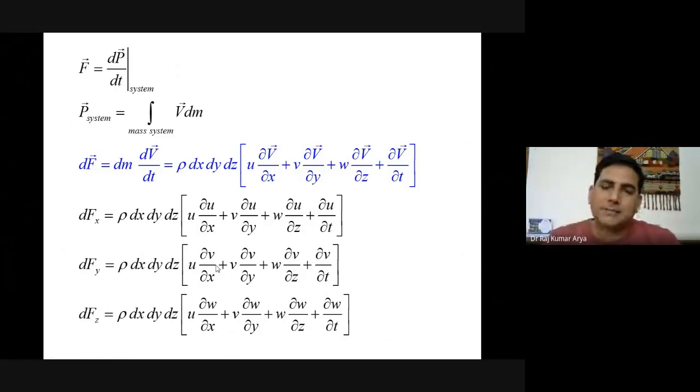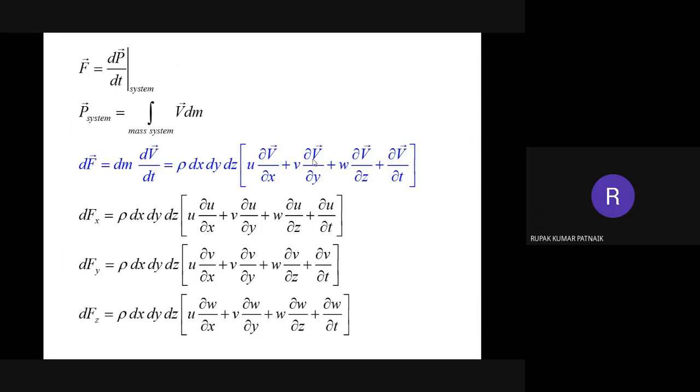In the same way, if I want to write only for direction y, I change this velocity vector to v here, v here, v here, v here. Now the same thing for z direction: w here, w here, w here, w here. So these are your forces in direction x, this is direction y, this is direction z, and this is the total force. Is that fine till here? Yes, sir. Fine.